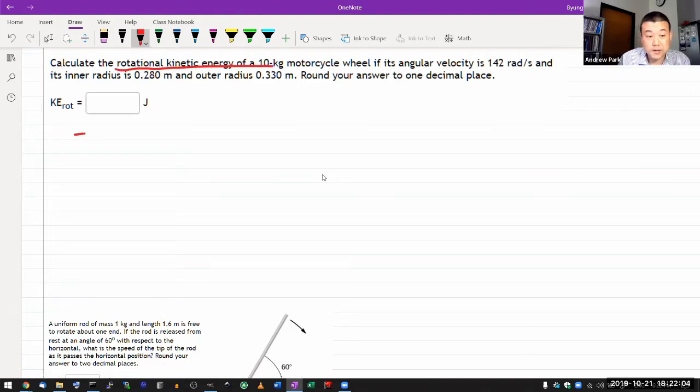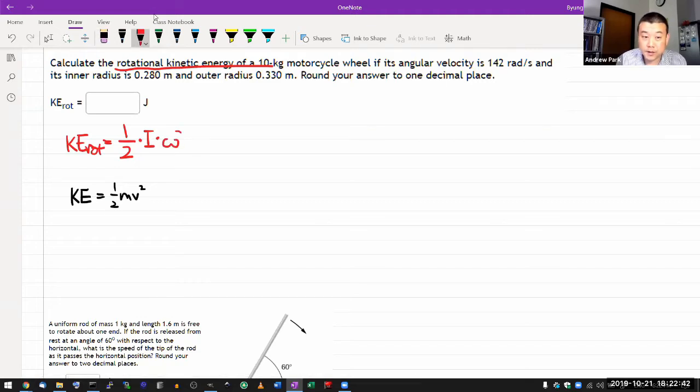The rotational kinetic energy is going to be an analogous version of... sorry, I meant to say kinetic energy. So kinetic energy, rotational, is going to be an analogous version of the translational kinetic energy, which was 1/2 mv squared. So the analogous version here is 1/2 times I, rotational inertia, times omega squared.